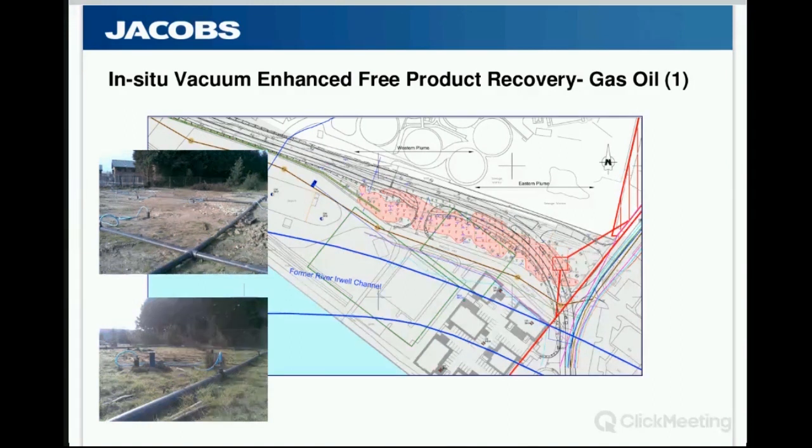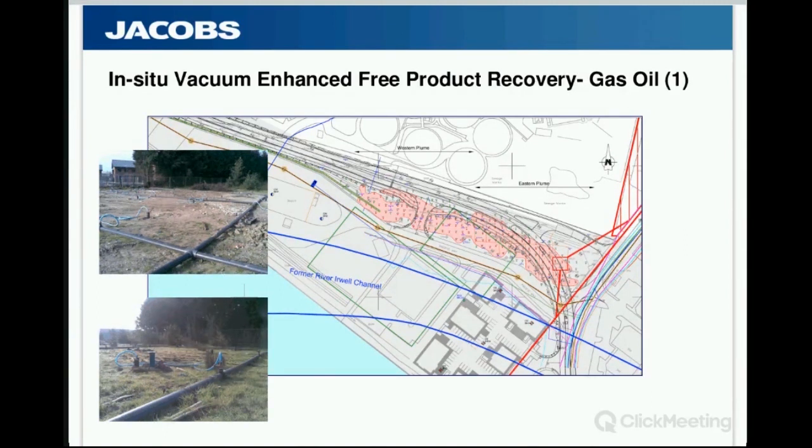This was an in situ vacuum enhanced free product recovery of gas oil. It was an elongated plume of LNAPL in a narrow corridor at 3 meters below ground level. In principle, open trench skimming was the preferred option for maximum contaminant removal, but it pretty much wasn't practical given the land take for the spoil, the engineering considerations, and the creeping development proposals. There's a road scheme going through here that's essential to open.